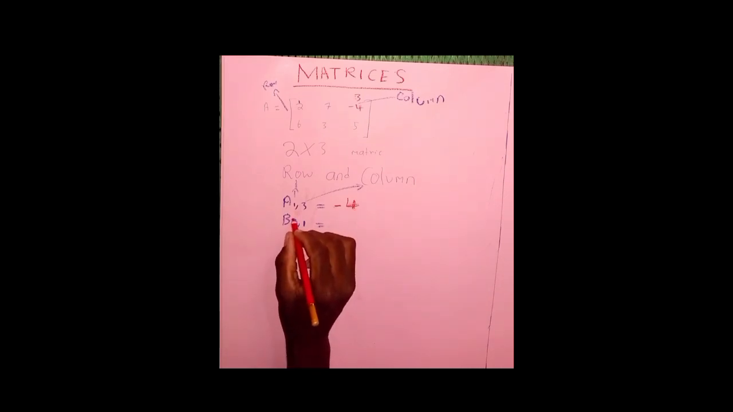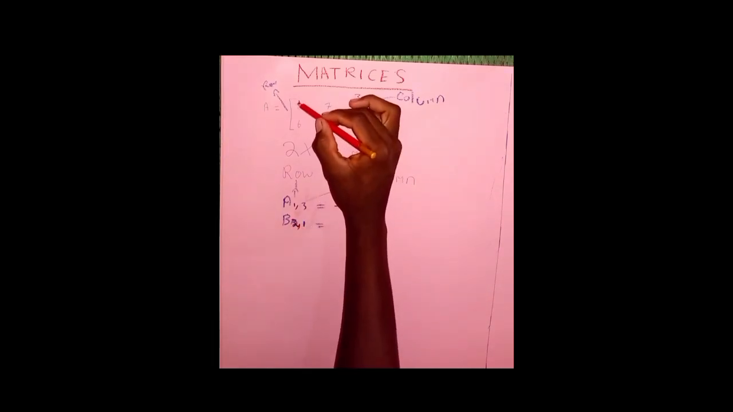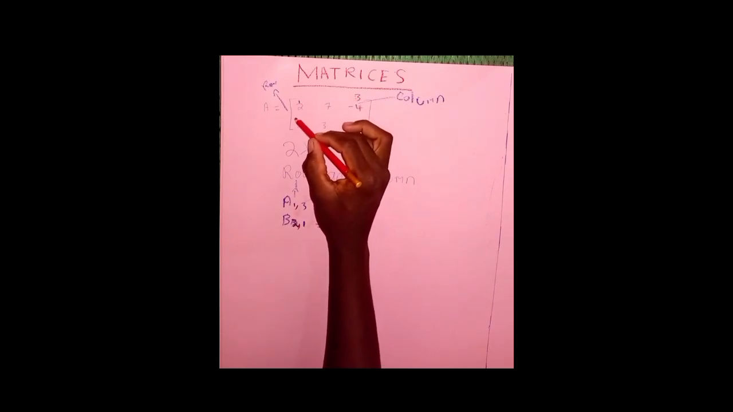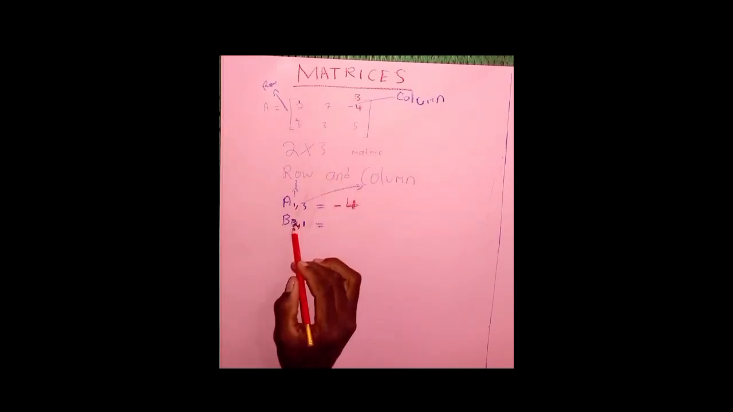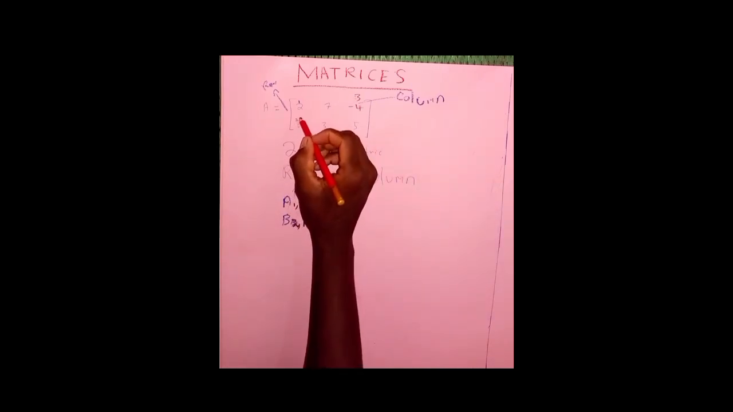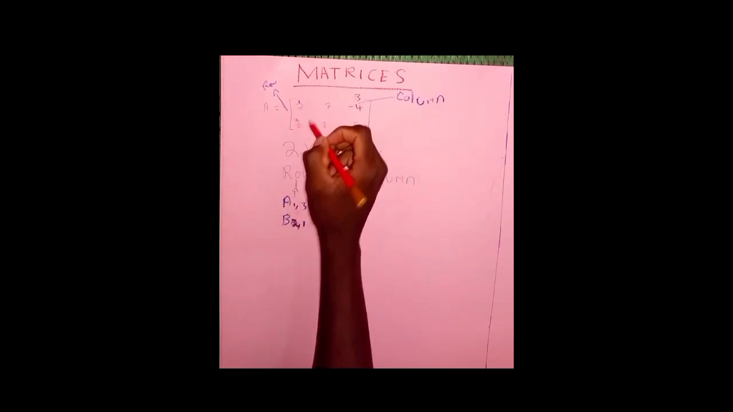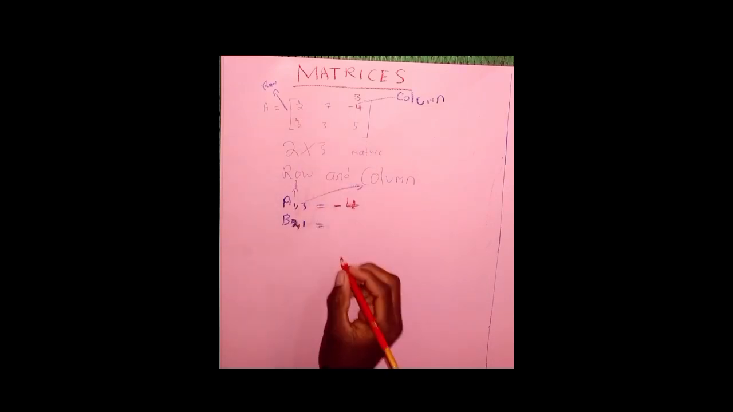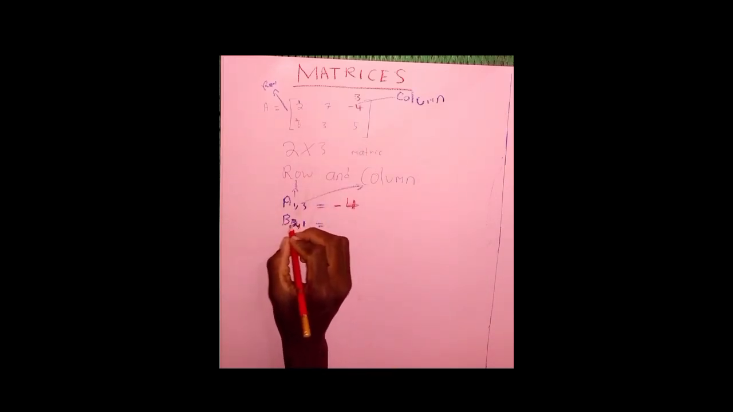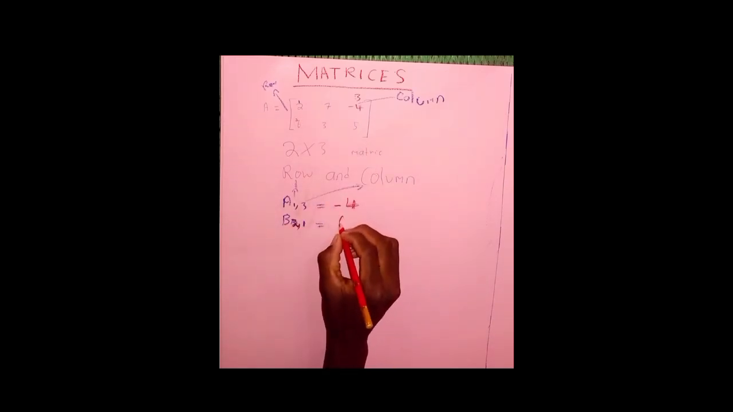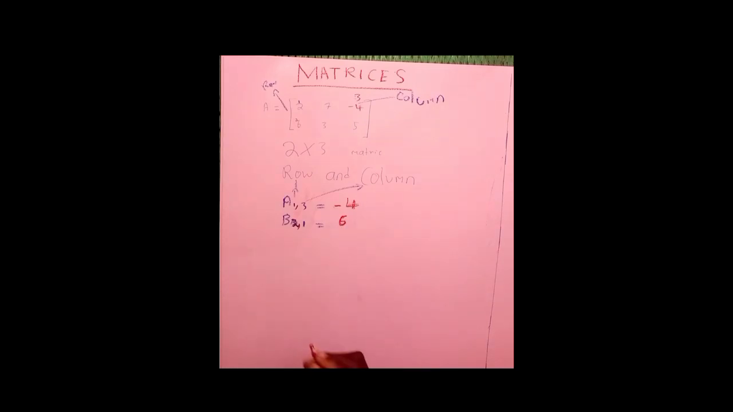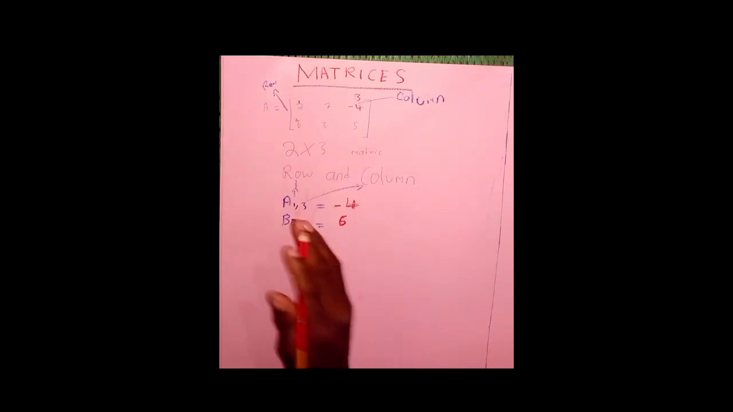Let's see for B. This is 2, 1. Our 2 is the row with 6, and we have to count 1 in the column. 1 is directly the first, which is 6. So our B 2, 1 is equal to 6. Okay, that's how to identify entries of matrices.